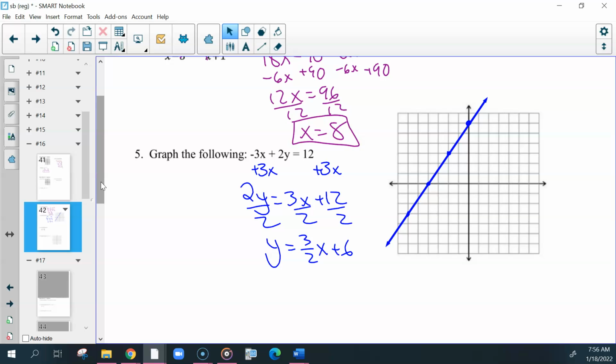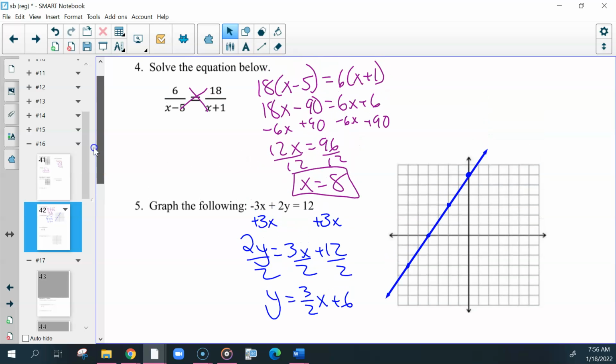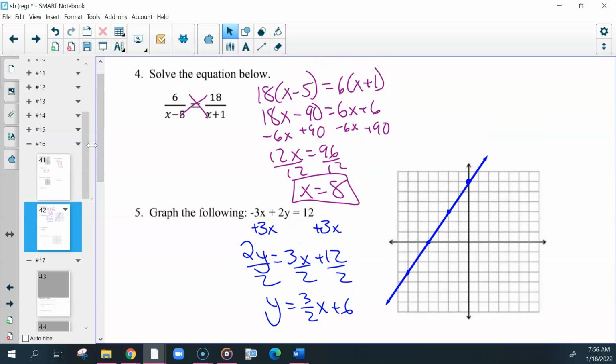Do we have any questions on 4 or 5? Did we have any of the Khan Academy quizzes that were due on Friday that we had a question on, or wanted to go over an example?